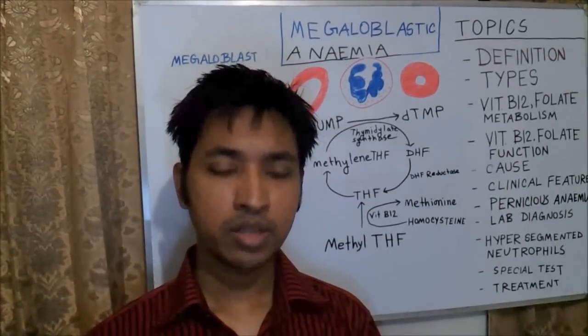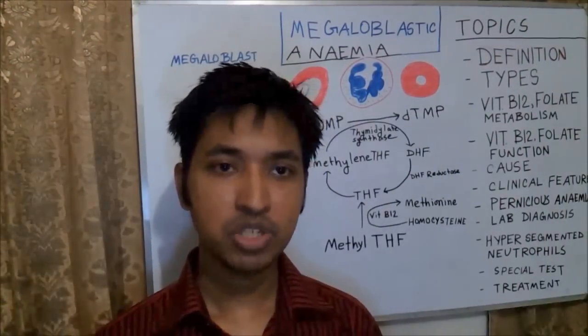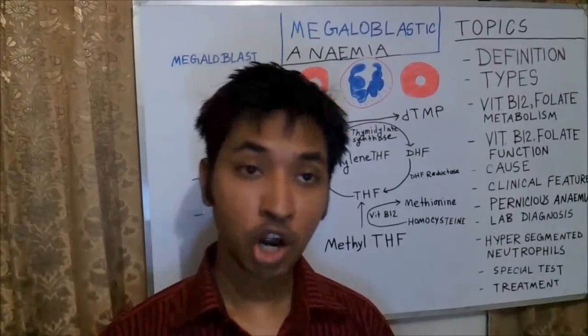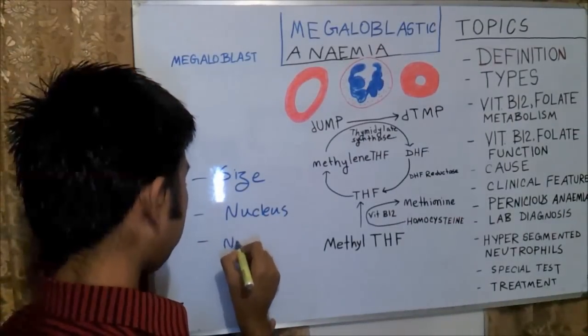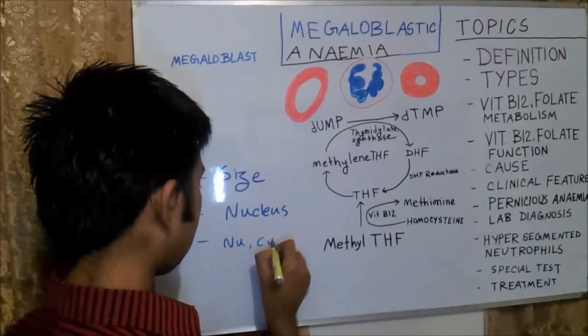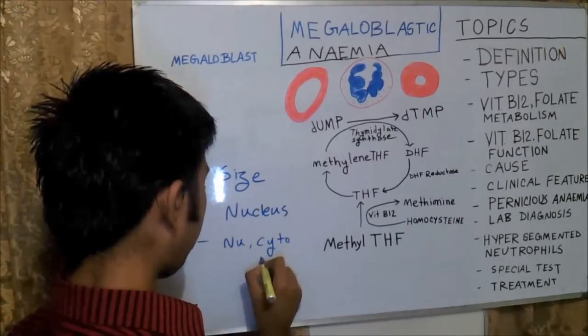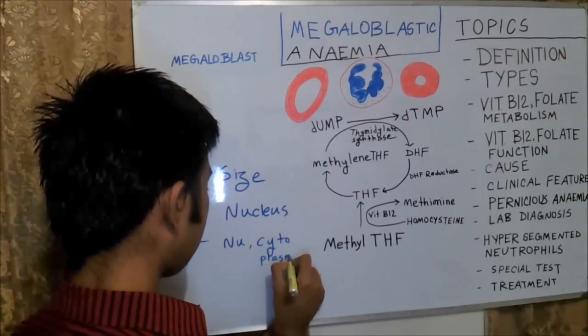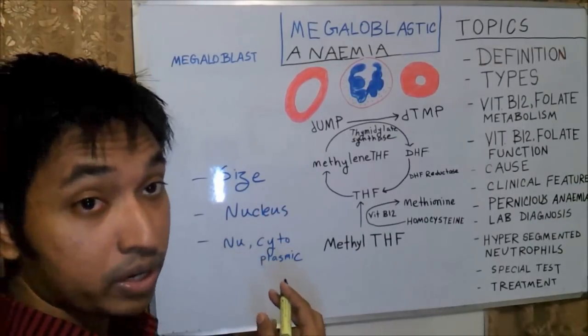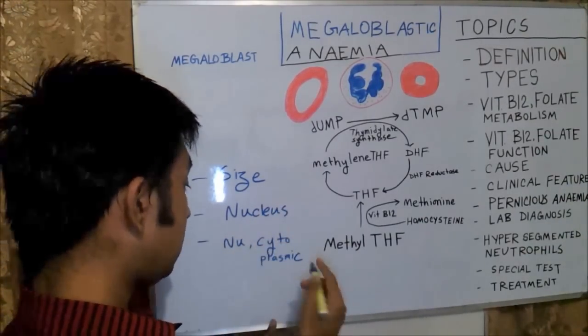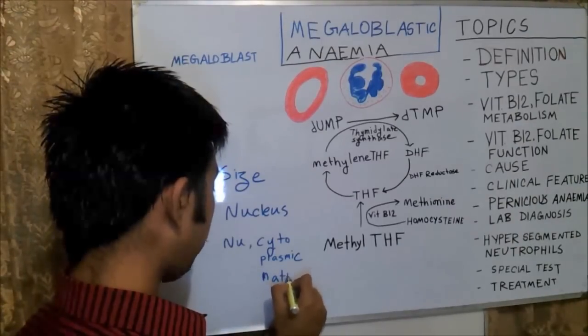The third point that we have to know about the difference between megaloblast and normoblast is the nuclear and cytoplasmic maturation. Okay, so always remember, the nuclear maturation in case of megaloblast is lagging behind the cytoplasmic maturation.